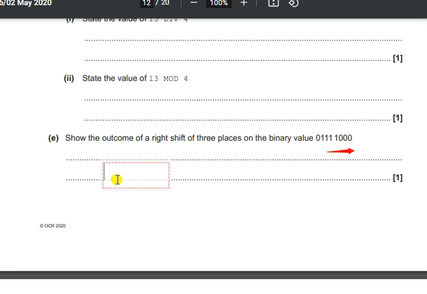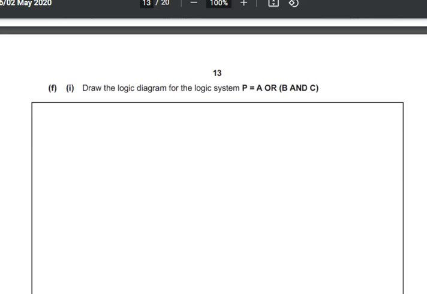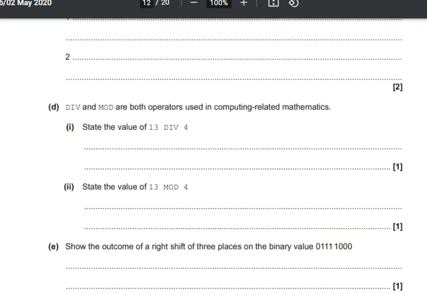So what we will get is, we will start from the right side 1, 2, 3 zeros and then this remaining number will be put here. So we have 0, 1, 1, 1, 1 and these 3 zeros are going to be flushed out of the number. So this is the answer that we are going to get after performing 3 right shifts. Then let us look at the last part of this question.